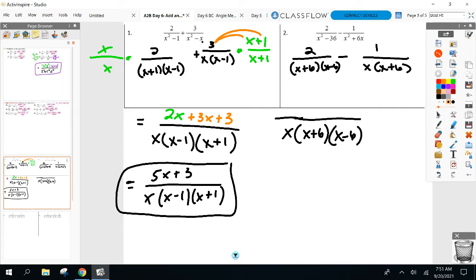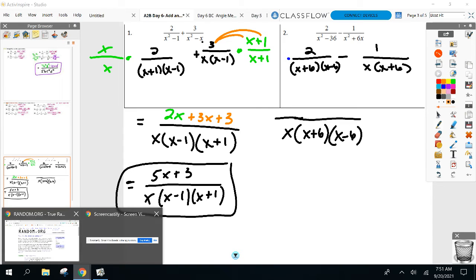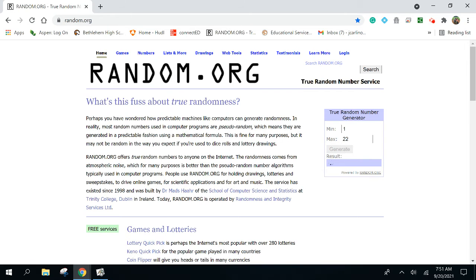All right. Can you tell me what I got to multiply this top one by? What's missing from the denominators? Think about it. Look at the denominator I have right now. Look at the common denominator. There is something missing.